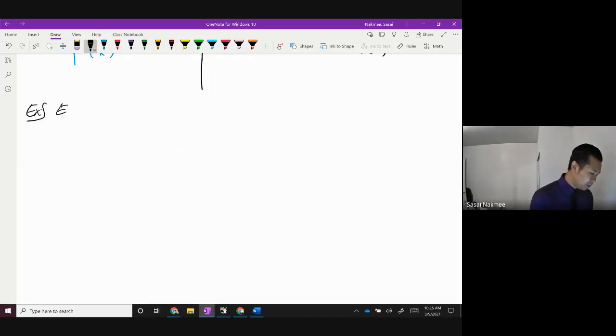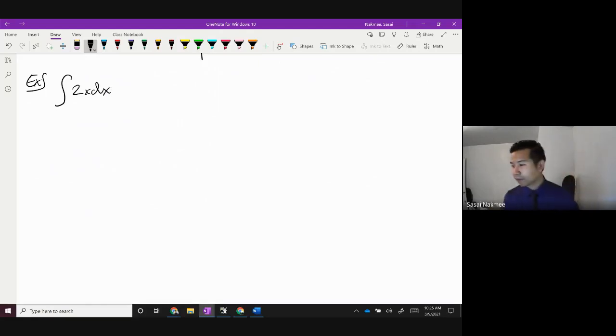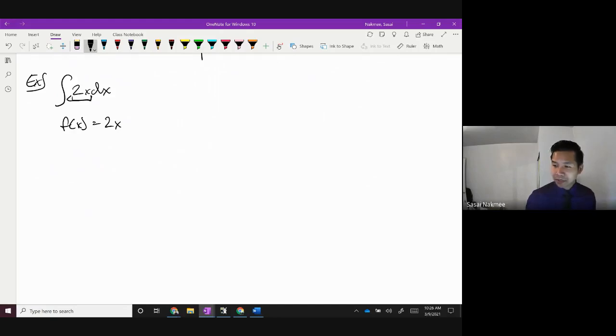So here's an example. Let's just say I was given a problem like this and I was asked to solve it. I have here the integral of 2x dx. What's the function that's in here? Do you guys see it? What's my f of x in this problem? F of x in this problem is 2x. Very good.